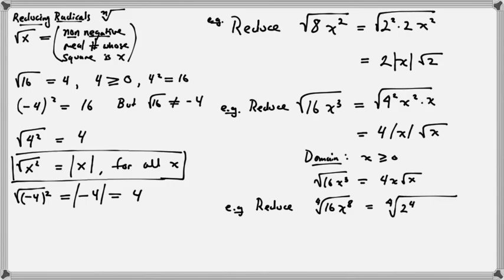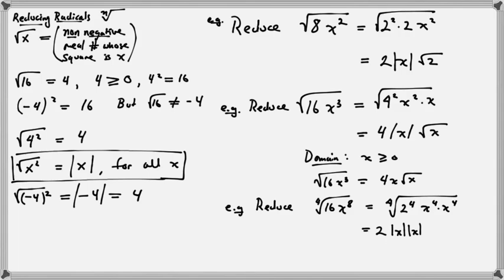So 16 is 2 to the fourth, 2 times 2 times 2 times 2, that's 2, 4, 8, 16. And then x to the eighth is x to the fourth times x to the fourth. I add exponents when I multiply, so that gets me x to the eighth. Each one of those can be extracted outside the radical. So I get 2 outside, I get an absolute value of x from the x to the fourth, and I get another factor of absolute value of x.